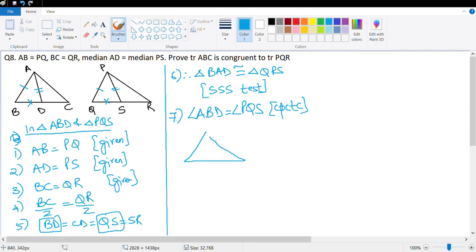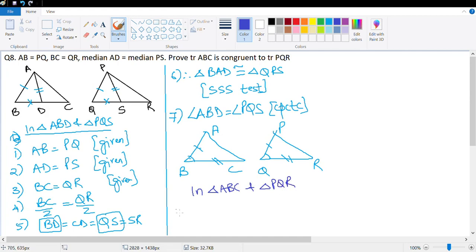Now let's look at these two triangles again and see if we can get something equal. ABC and PQR. What is given is AB is equal to PQ, BC is equal to QR, and we just proved angle B and angle Q are equal. So now by side angle side test, we should be able to prove the congruence. So in triangle ABC and triangle PQR, point number 8, AB is equal to PQ, given. Next, angle ABC is equal to angle PQR. This is from point number 7, and this was point number 9.